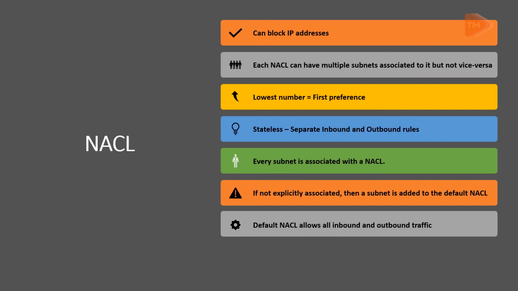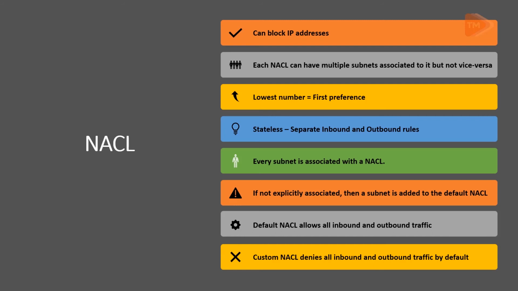Now default NACLs allow all inbound and outbound traffic. The default NACL that is created with the VPC will always allow everything, so it's basically an unsafe thing. This is the second line of defense, but it is still going to be unsafe if you allow everything in and out. So you will have to go ahead and change those rules as per the requirement.